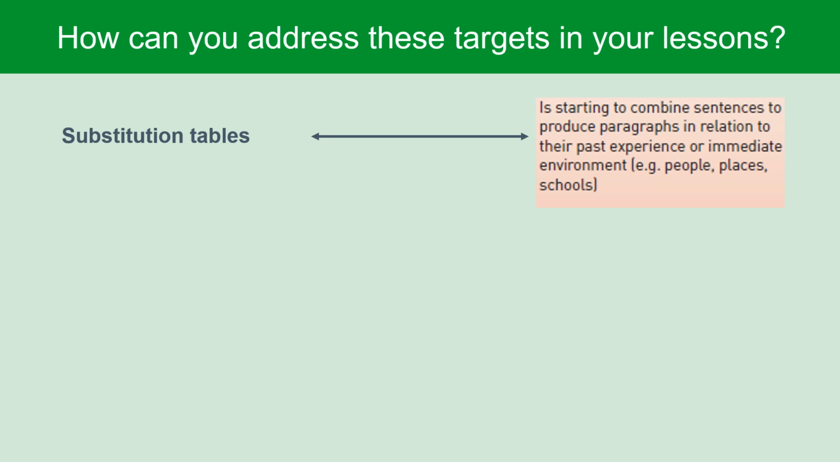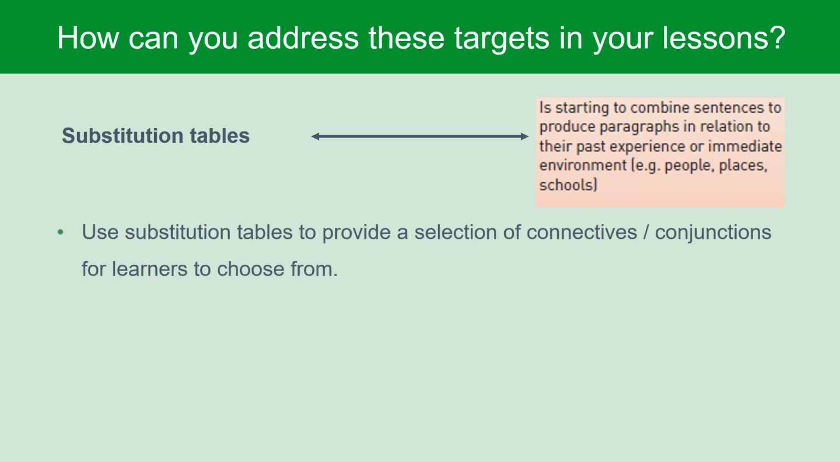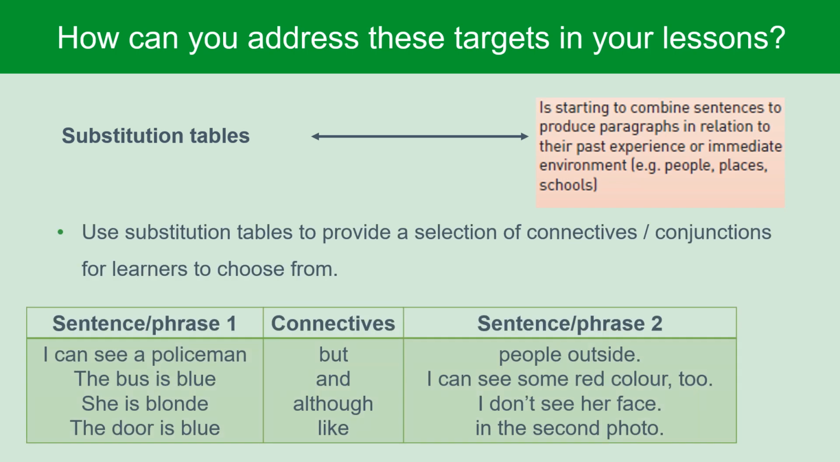Another strategy that could be used to teach connectives and cohesive devices is substitution tables. Learners choose one option from each column to create a number of sentences. The focus here, of course, is the connectives column, which relates to the target descriptor.